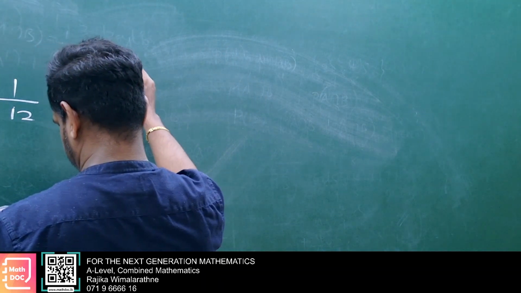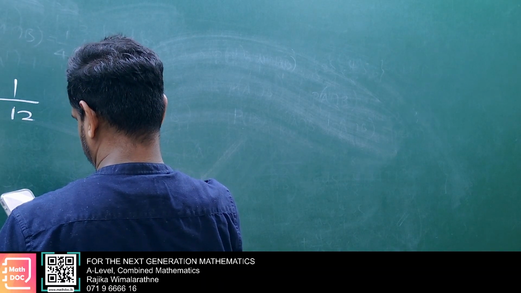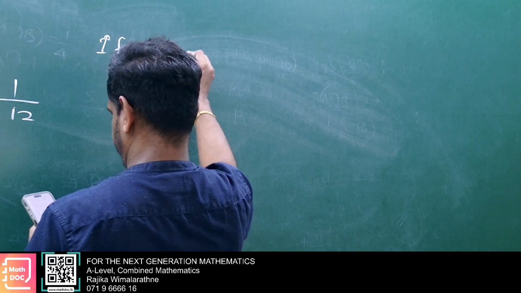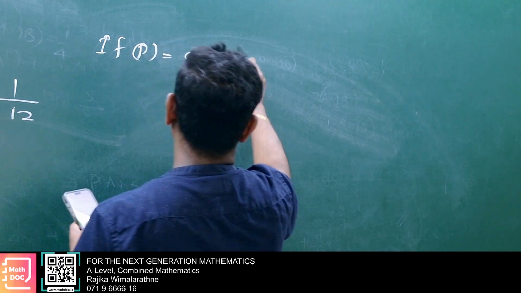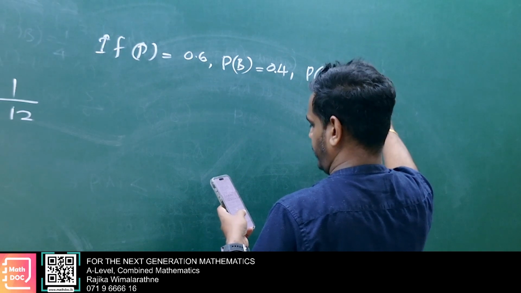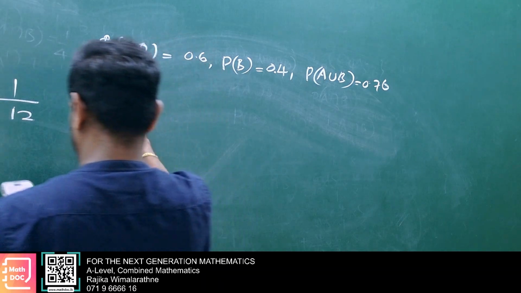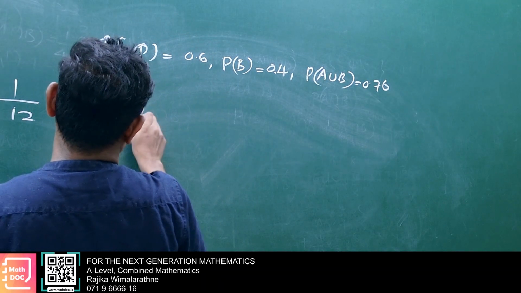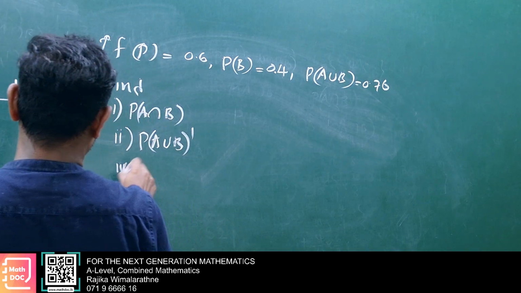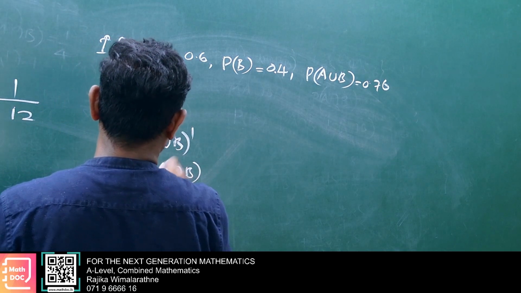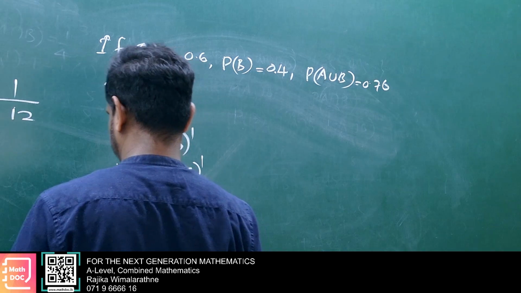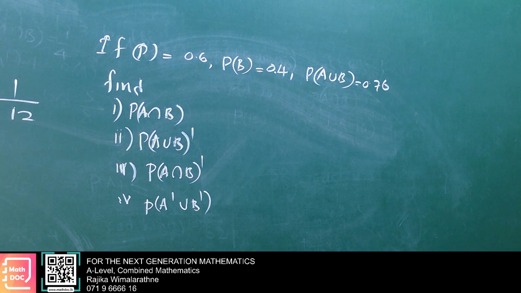Okay, next. If P(A) is 0.6, P(B) is 0.4, P(A union B) is 0.76, find P(A intersection B), P(A union B dash), P(A intersection B dash), P(A dash union B dash). Continue.